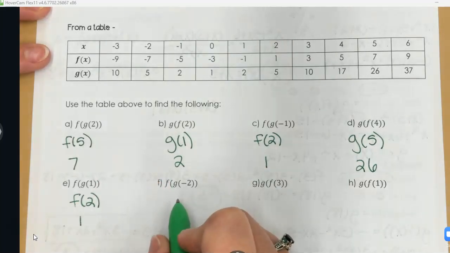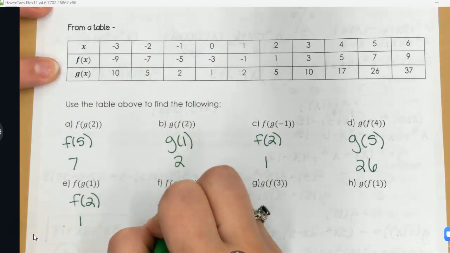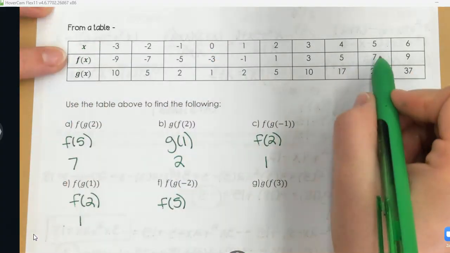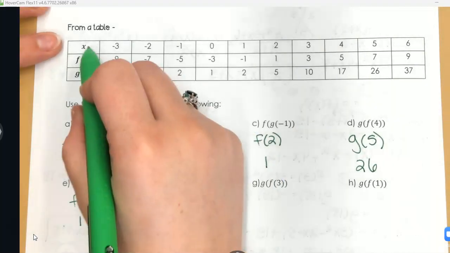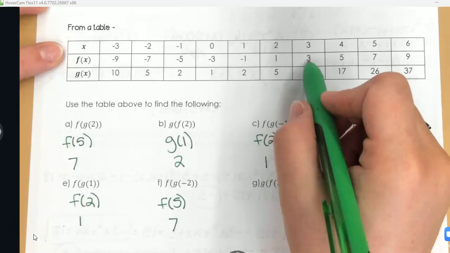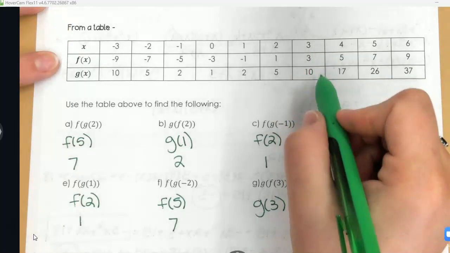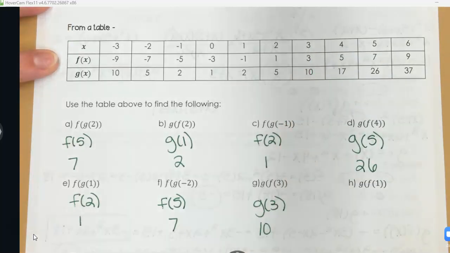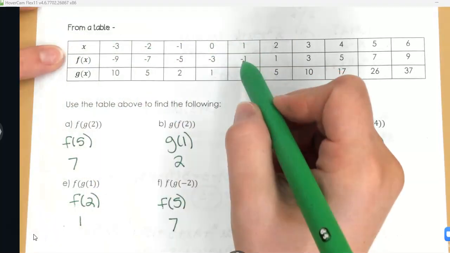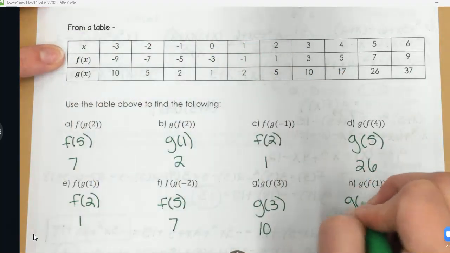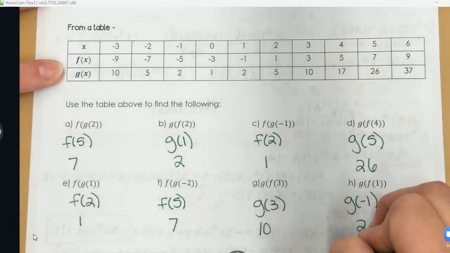f of g of -2, when x is -2, the output for g is 5. So now I want to find f of 5. When x is 5, the output for f is 7. g of f of 3, when x is 3, the output for f is 3. So now I also need to find the output for g when x is 3, and that is 10. And then lastly, g of f of 1, when x is 1, the output for f is -1. So now I want to find g of -1, which is 2.